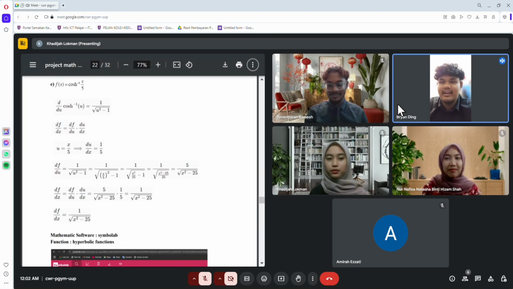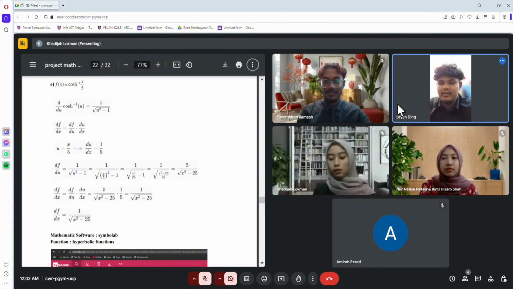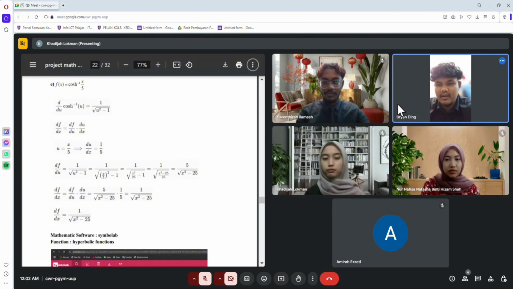The first step is recognize the function. Then the derivative of cosh inverse of u is 1 over the square root of u to the power of 2 minus 1. Second step is we need to apply the chain rule. So the answer we will get is df over dx equal to 1 over the square root of (x over 5) to the power of 2 minus 1 times 1 over 5. So we need to expand it. We will get the answer as the symbol f: df over dx is equal to 1 over the square root of x to the power of 2 minus 25.